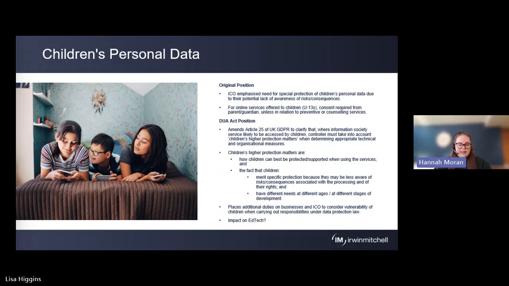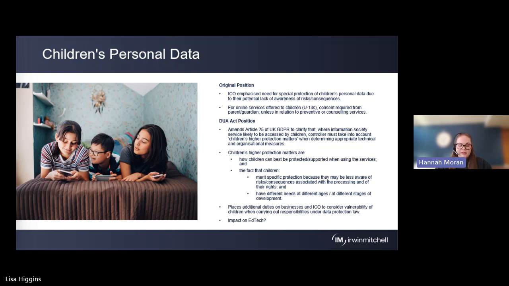Thanks, Joanne. So children's personal data has always been considered something that needs special protection and handling. This is because children are unlikely to be able to understand the risks, the consequences and the safeguards involved in data processing and their rights in relation to it. This in turn makes them more vulnerable to misuse of their data and exploitation.